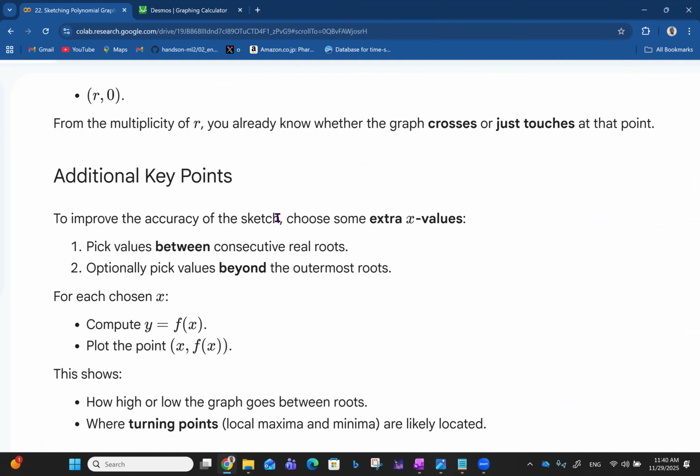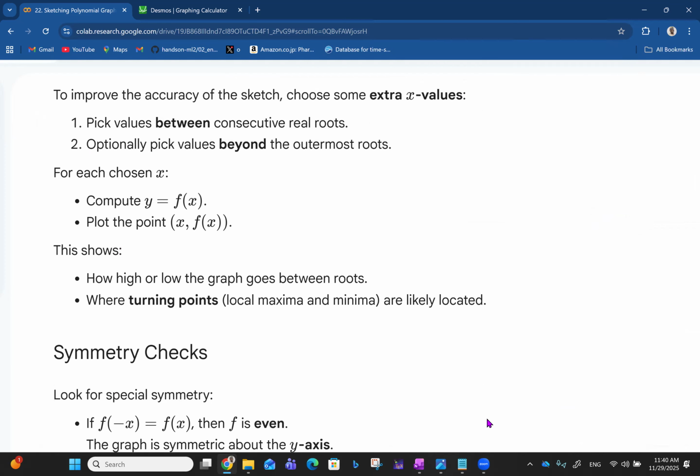To improve the accuracy of the sketch, choose some extra x values, maybe just in between. So pick values between consecutive real roots. Then optionally pick values beyond the outermost roots so you can see the extended behavior. Then for each chosen x, compute y equals f of x and plot the point x, comma f of x. This shows how high or low the graph goes between roots, and where turning points, local maxima, and local minima are likely located.